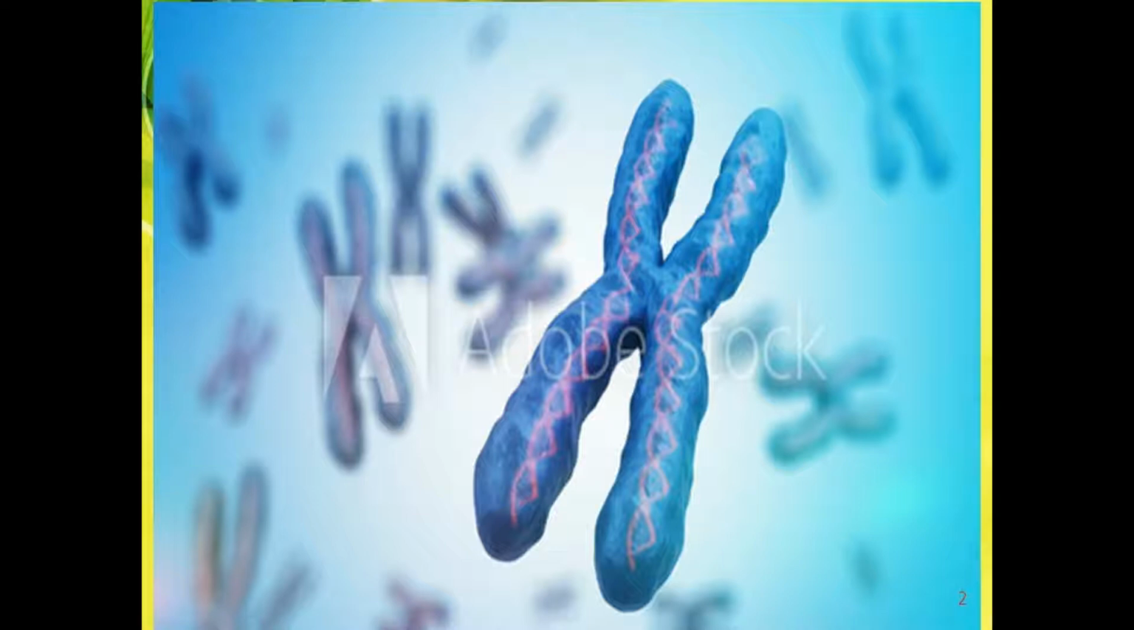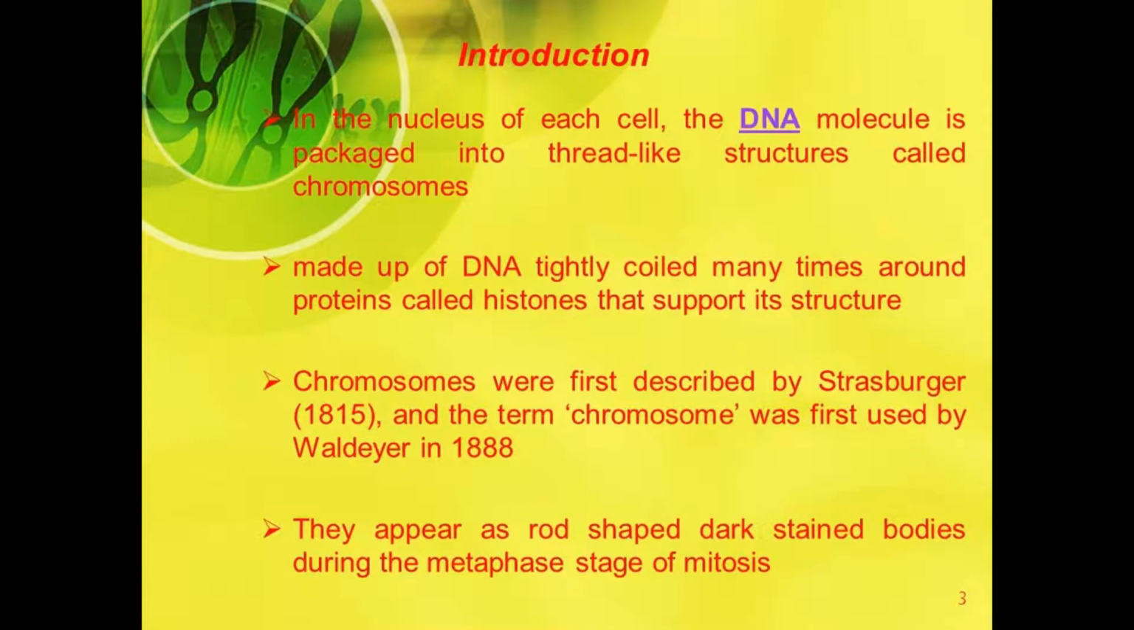In the nucleus of the cell, the DNA molecule is packaged into thread-like structures called chromosomes, made up of DNA tightly coiled many times around proteins called histones that support its structure. They were first described by Strasburger in the year 1815, and the term chromosome was first used by Waldeyer in 1888. They appear as rod-shaped, dark-stained bodies during the metaphase stage of mitosis when cells are stained with a suitable basic dye and viewed under a light microscope.